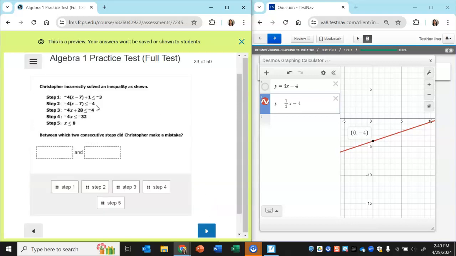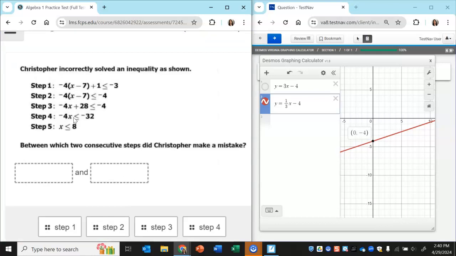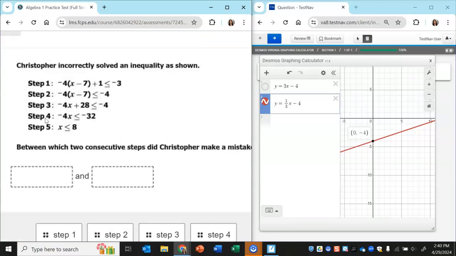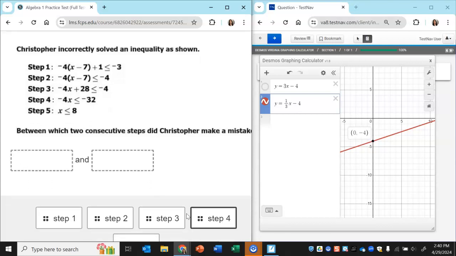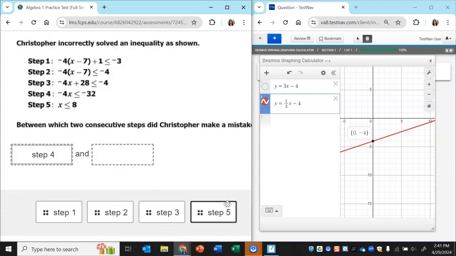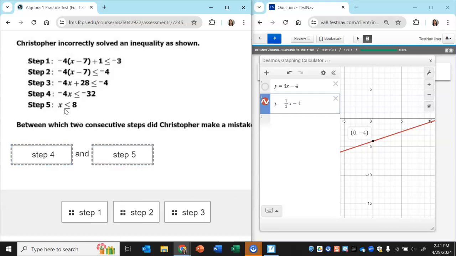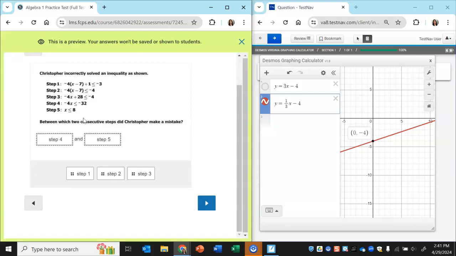It says here, Christopher incorrectly solved an inequality as shown. Between which two consecutive steps did Christopher make a mistake? So right here, between step 4 and 5, you divide by -4. Anytime you divide by -4 or a negative number, or multiply by a negative number for an inequality, the sign has to flip. Okay, so the solution should have been x is greater than or equal to 8. But that's it.